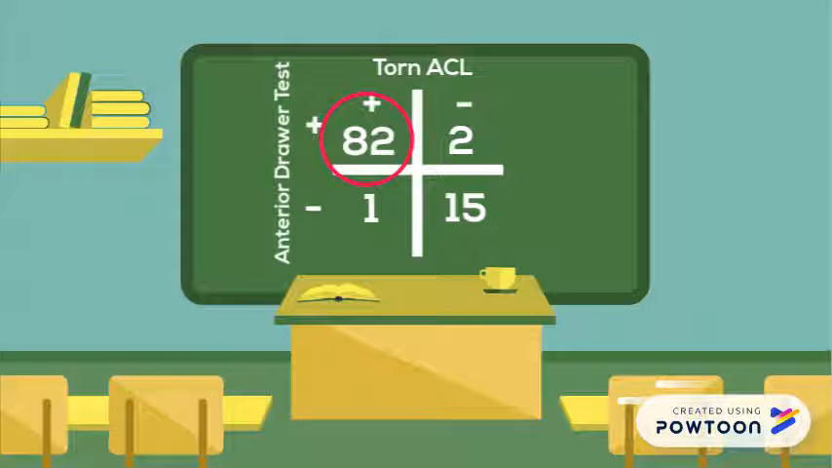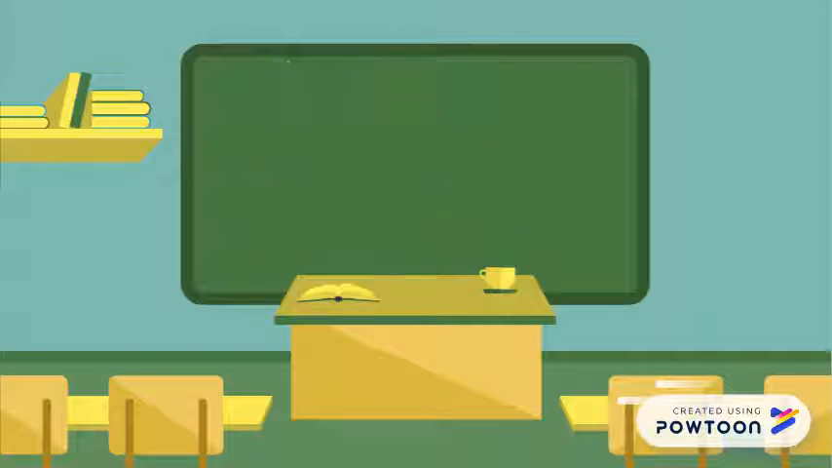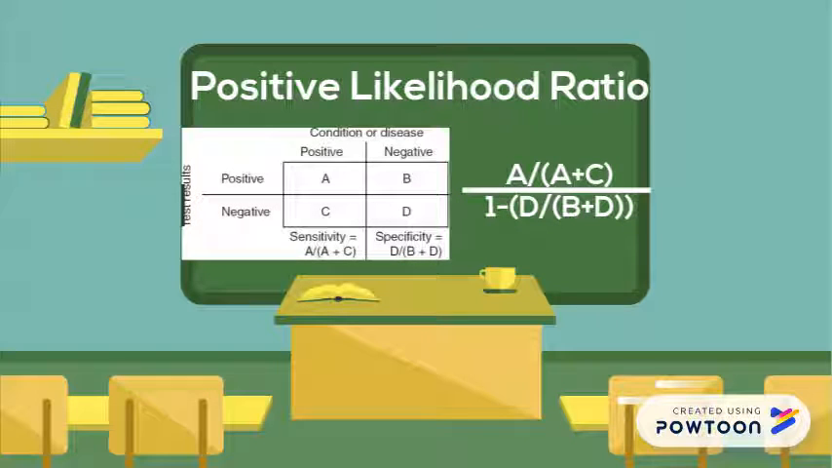The bottom right box represents the true negatives, meaning they tested negative for the anterior drawer test and also did not have a torn ACL. This is the same visual as we just showed you, but there are now letters in the boxes to represent the variables in the equation next to it. This equation helps us find the positive likelihood ratio.